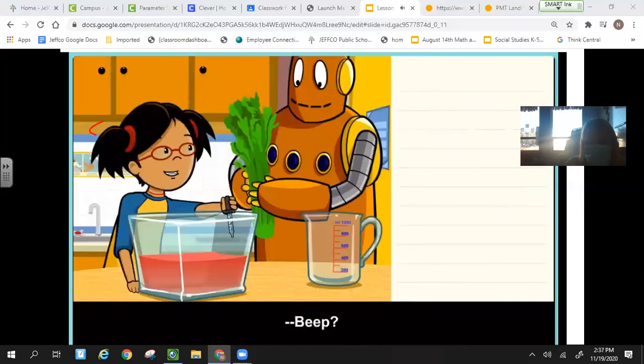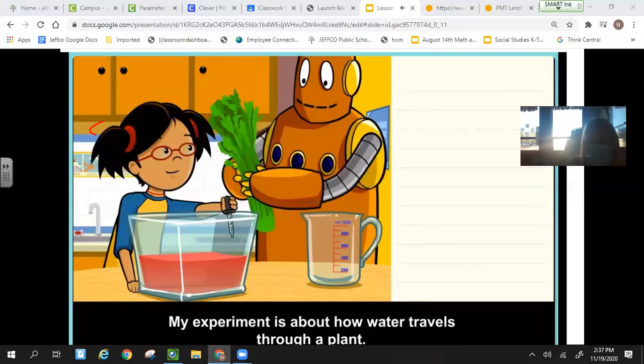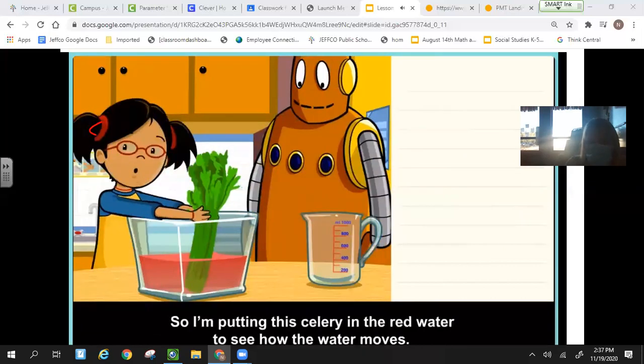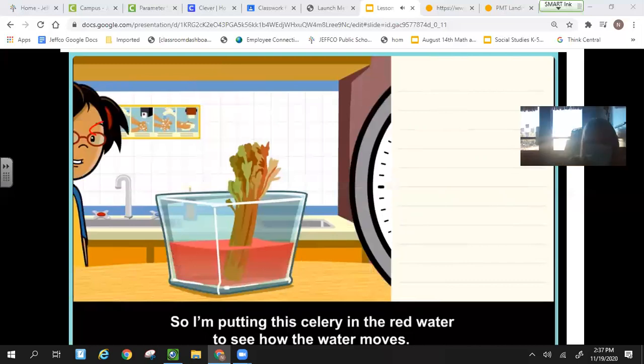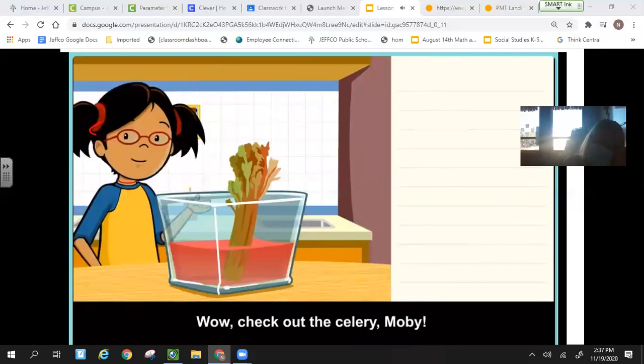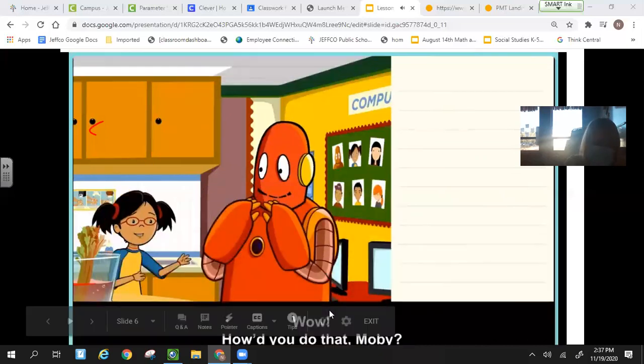My experiment is about how water travels through a plant. So I'm putting this celery in the red water to see how the water moves. Wow, check out the celery, Moby. Wow, how did you do that, Moby?